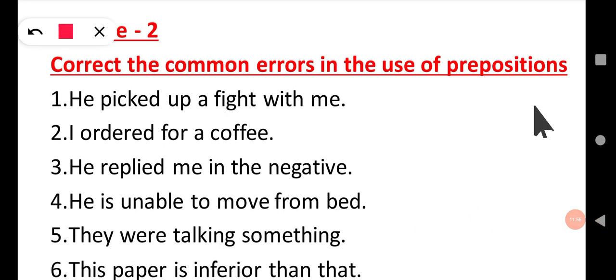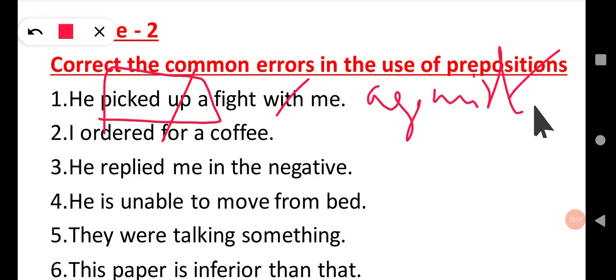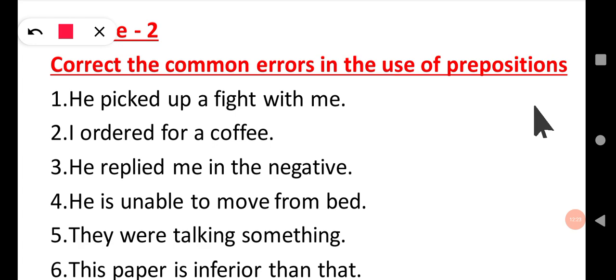He picked up a fight with me. What do you mean by picked up? Picked up is to take hold of something from the ground and take it upside with your hand. So you cannot use up here. He picked a fight with me, or you can also say he picked a fight against me. Both of them are correct usages. So remove up. The first answer is go with only picked, and if further modification or substitution is needed, you can change it with against.